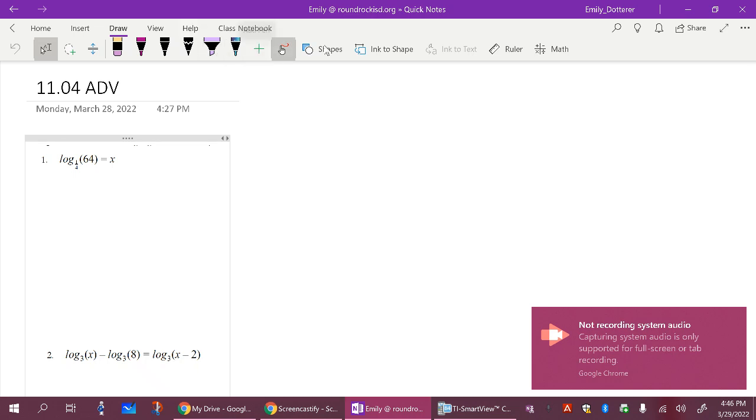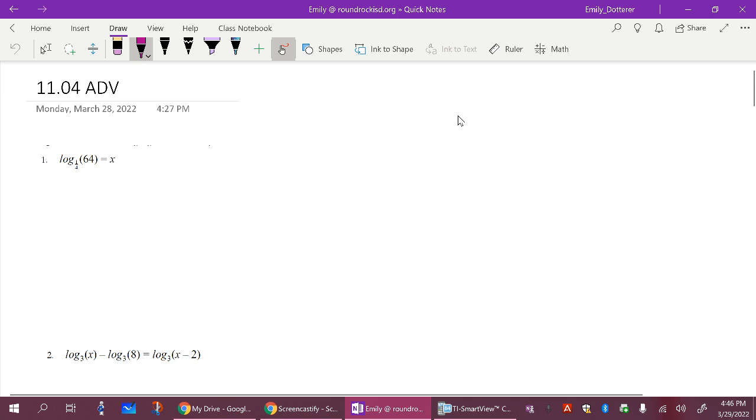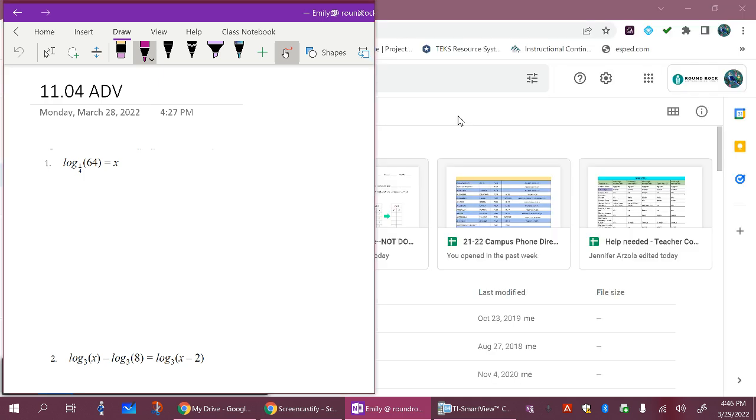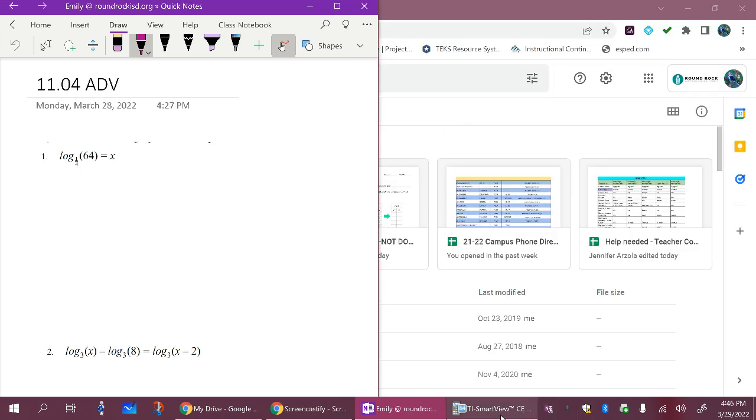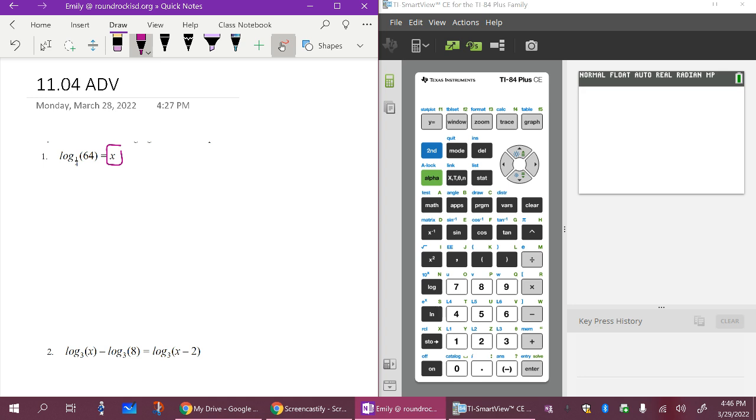Okay, so what we are going to do today is continue solving exponential and logarithmic equations. So some of these are pretty simple. For example, with number 1, we already have x by itself, right? It's over here, nothing else on that side of the equal sign.